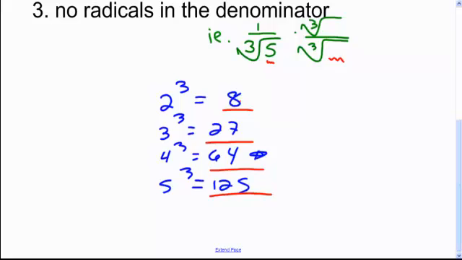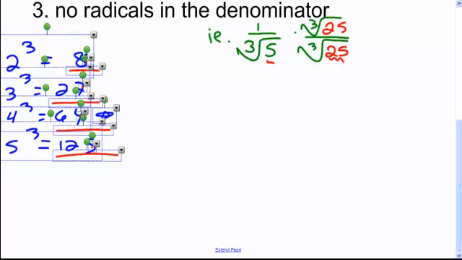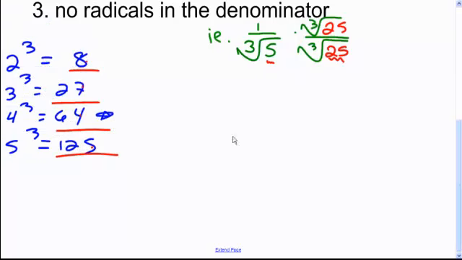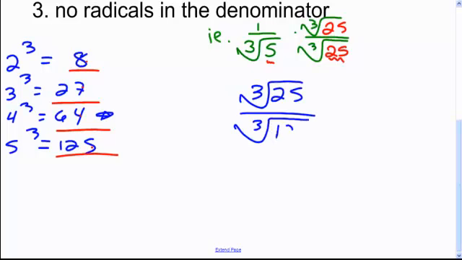So 5 does not evenly go into 8. 5 does not evenly go into 27. It does not evenly go into 64, but it does go into 125. It actually goes in there 25 times. So I'm going to multiply top and bottom by the cubed root of 25. Because now, what I end up with is the cubed root of 25 over the cubed root of 125.